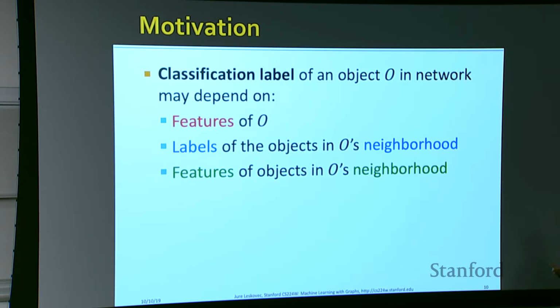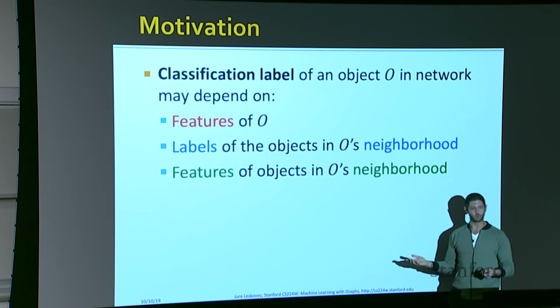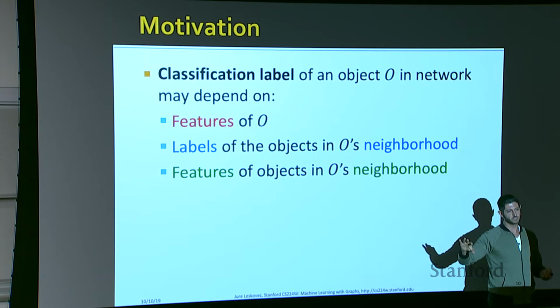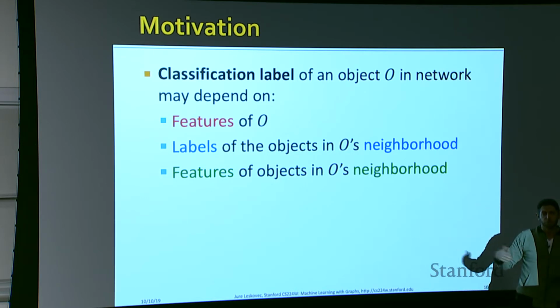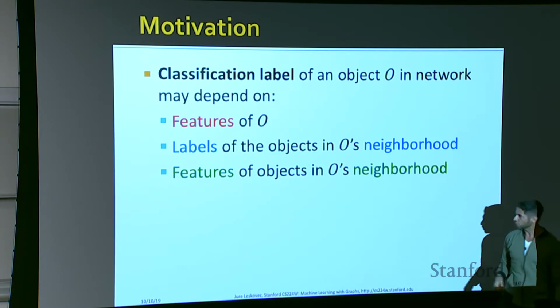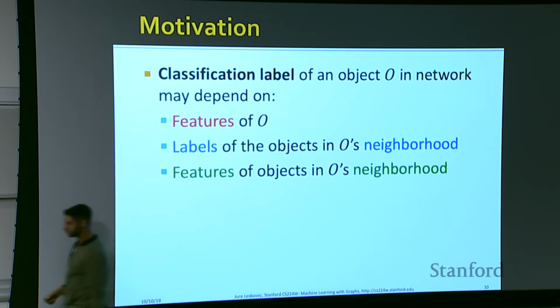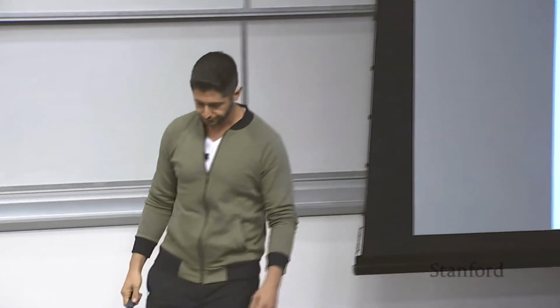Does it make sense to call it collective classification if we only use the features of O? I see a lot of heads shaking, cool. So the answer clearly is no. Basically, we're not leveraging any network properties, so we're just training a plain classifier on the features of the nodes. We're missing completely the topology of the graph, and the opportunity of using it.